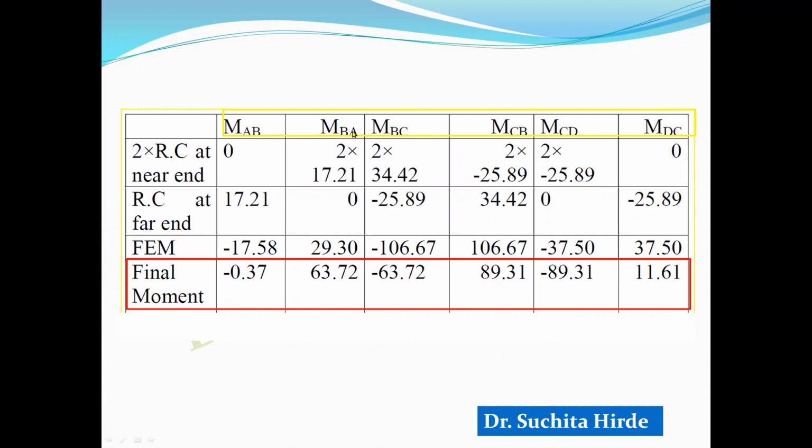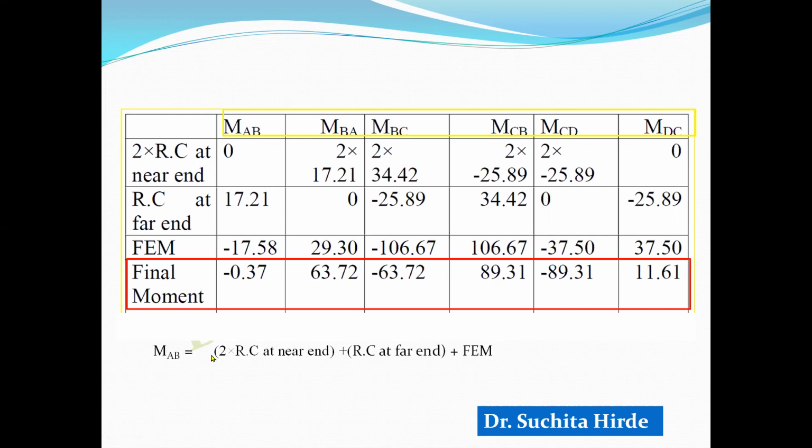Similarly, MBA, this is final moment BA. So you have to see the values at B and A. So 2 times rotation contribution at B plus rotation contribution at A plus fixed end moment MFBA, you will get final moment MBA. Similarly, you can calculate for other ends. So this is one way to calculate final moment in tabular form.